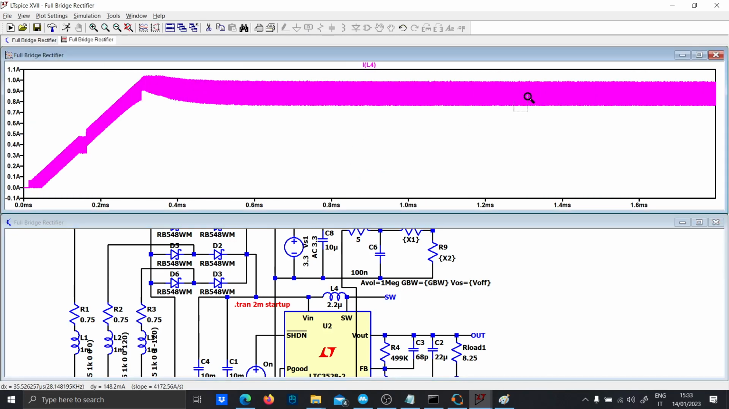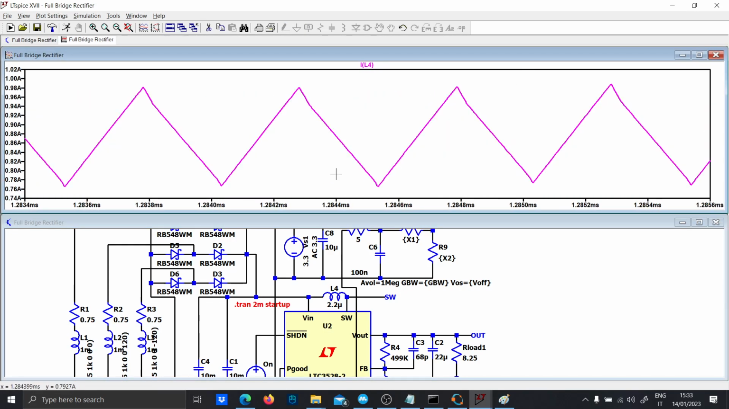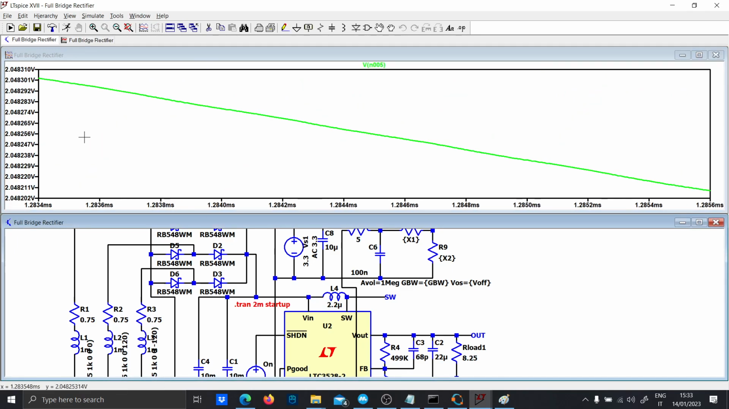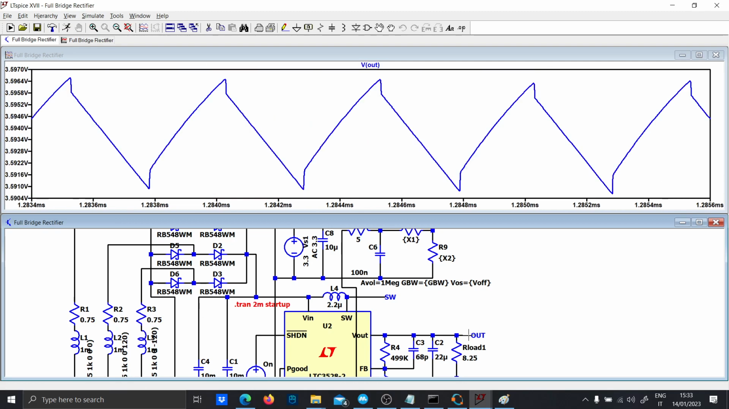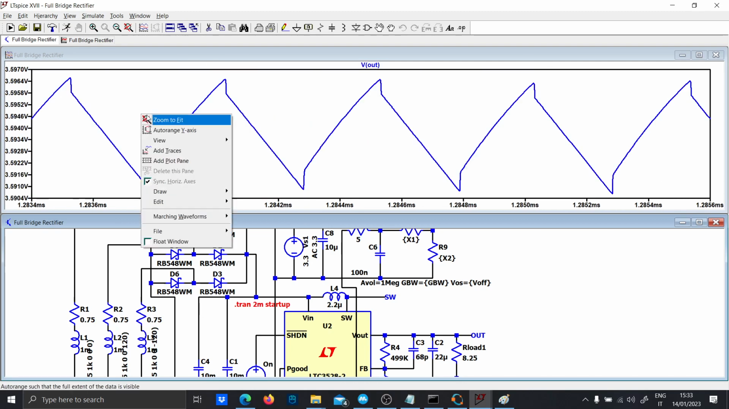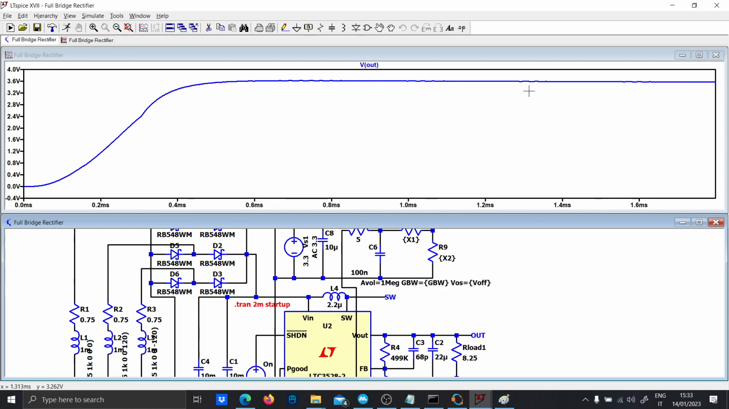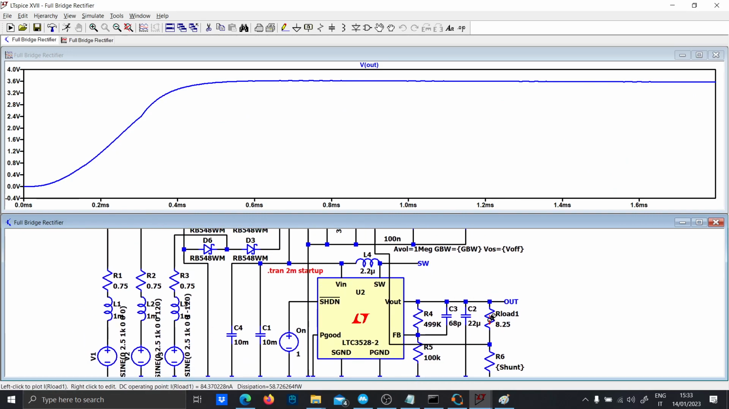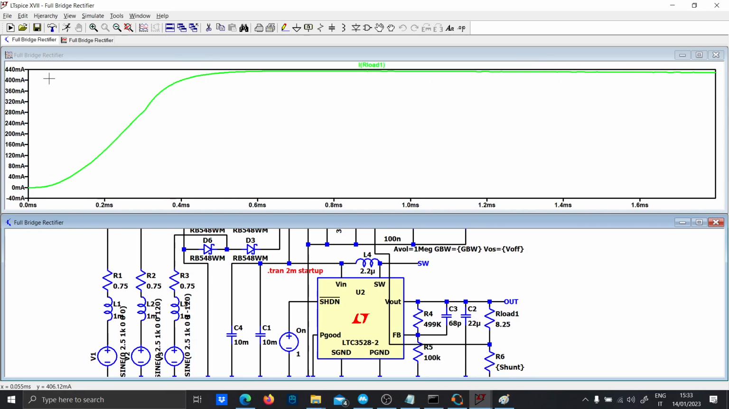So this is the inductor current of the boost converter, and when as an input you have 2.2 volts, as the output you have 3.5 volts. So as you can see, the boost is operating properly, and it is stabilizing the voltage and also the current. So I have 50 milliamps as current.